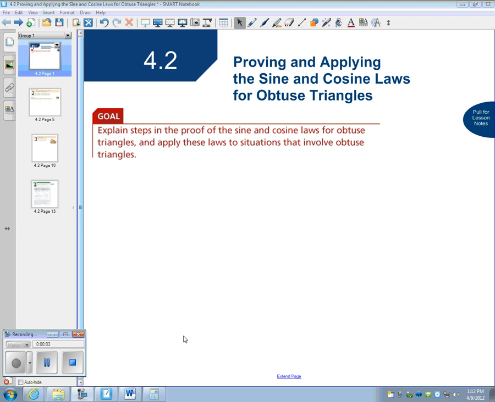4.2, proving and applying the sine and cosine laws for obtuse triangles. There are proofs of both of these in your textbook. We're going to work more on this applying piece. Given what we learned in 4.1, there's a little bit of a twist when we use the sine and cosine laws, mostly in the sine law, with obtuse, greater than 90 degree, triangles. So let's jump right in here.